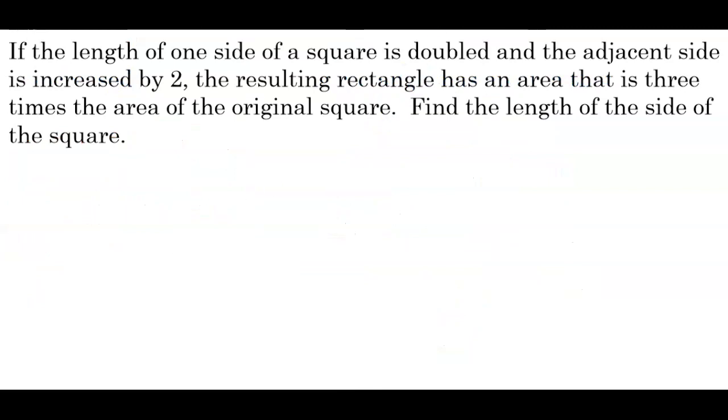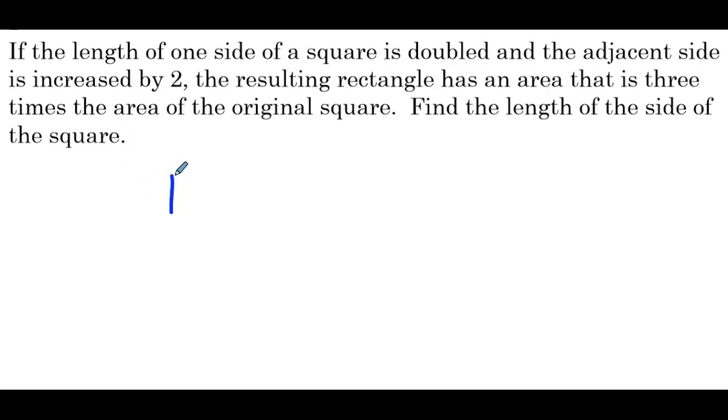Last one. If the length of one side of a square is doubled and the adjacent side is increased by 2, the resulting rectangle has an area that is 3 times the area of the original square. Find the length of the side of the square. So similar to a question we did a few examples ago, but they're changing it up where the area of the rectangle is now related to the area of the square.